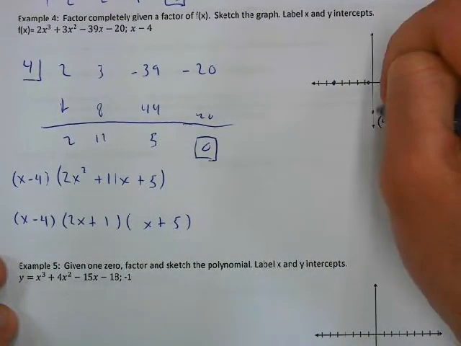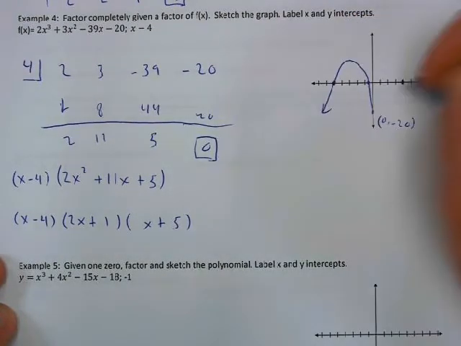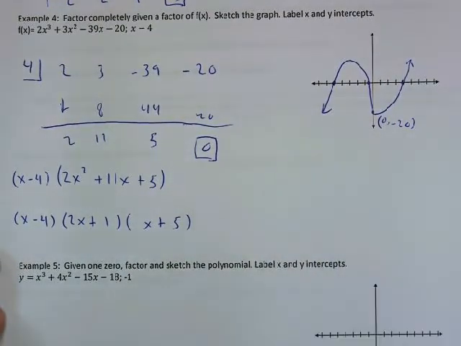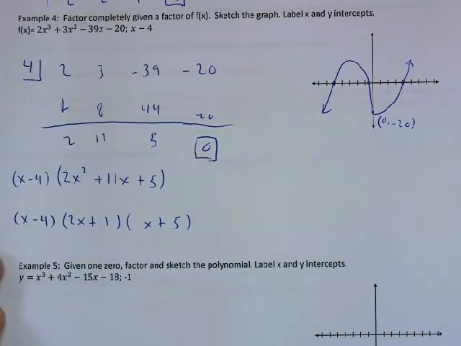Okay, and then from here, I know it's got to come up, hit this point, go through, come back down, hit that point, go through, and go through there. So then let's see, low to high, does that fit? Well, it's odd and positive, so yeah, low to high looks good. So our graph would look something about like that.